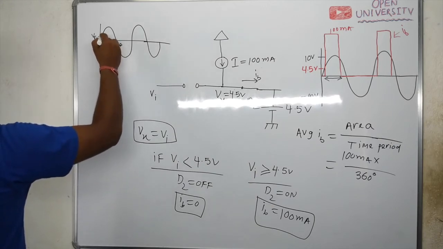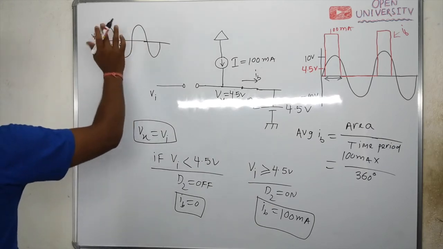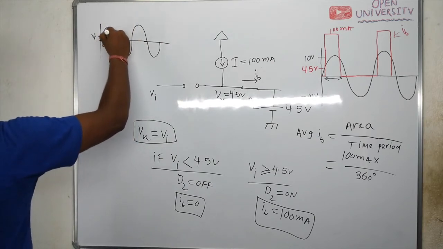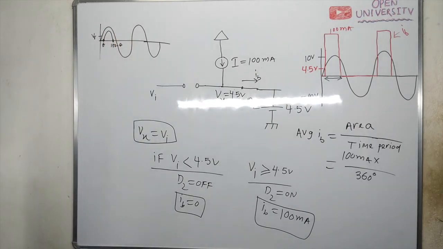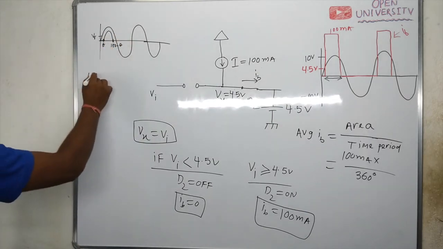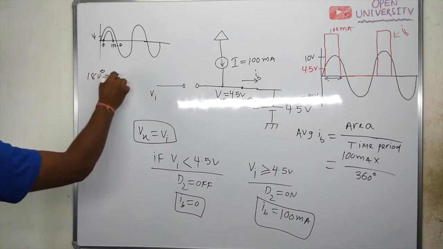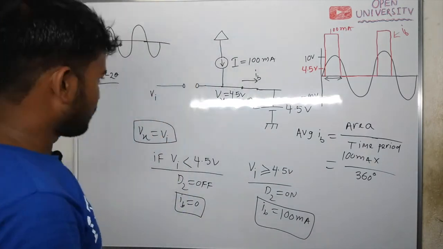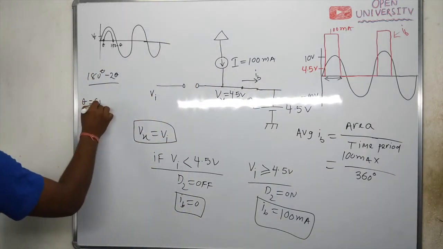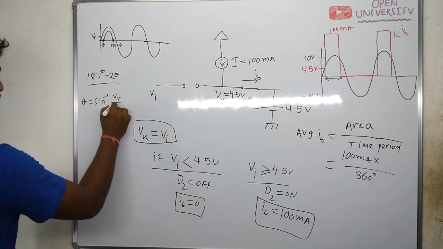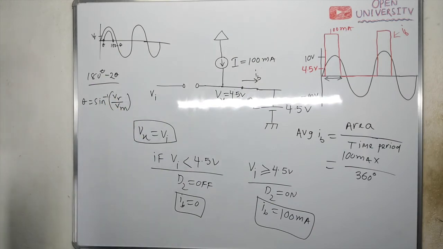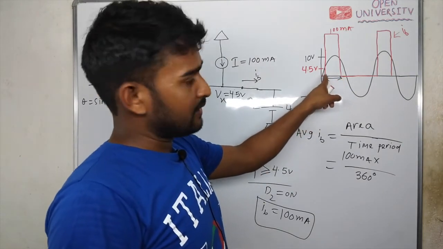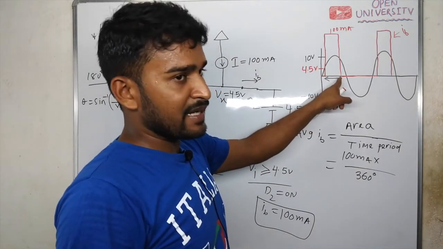If the diode has cut-in voltage V gamma, then the diode will conduct only when input voltage is greater than V gamma, and you can see the output waveform like this. Then what will be the angle of conduction? 180 degree minus 2 theta. That was the angle of conduction for your half wave rectifier. What is this theta value? Theta is sin inverse of V gamma by Vm. Similarly here, if this point is theta, then this point will be 180 minus theta.